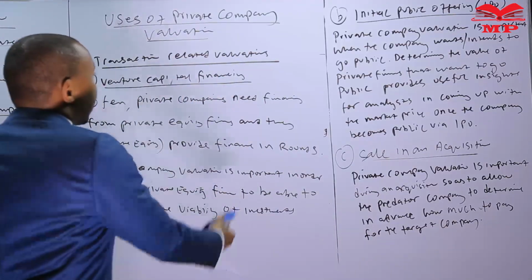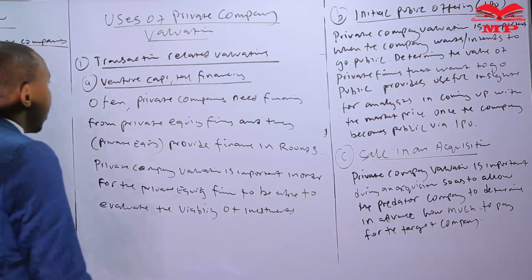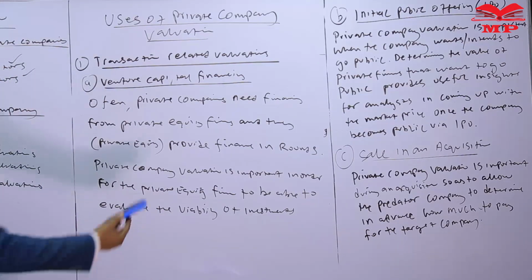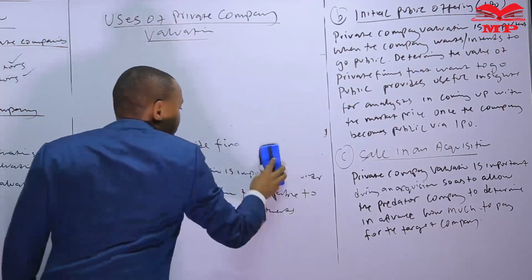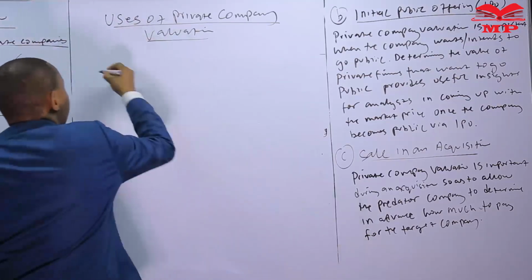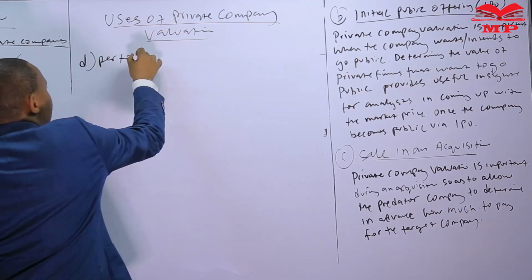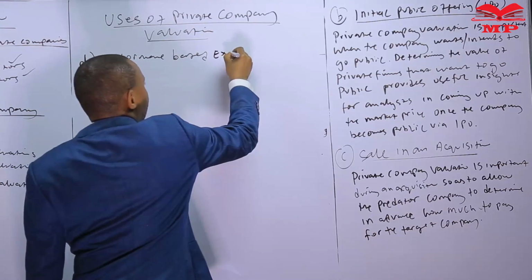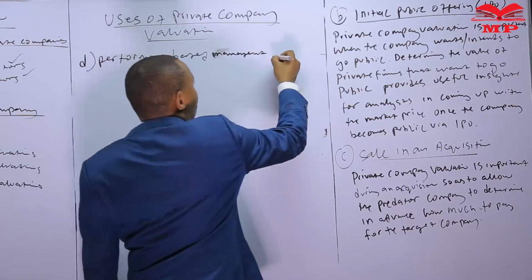Finally, the fourth transaction-related valuation, or the purpose of trying to conduct private company valuation, is so that we can be able to perform performance-based compensation. Performance-based compensation is important. That's D. Performance-based executive or management compensation.